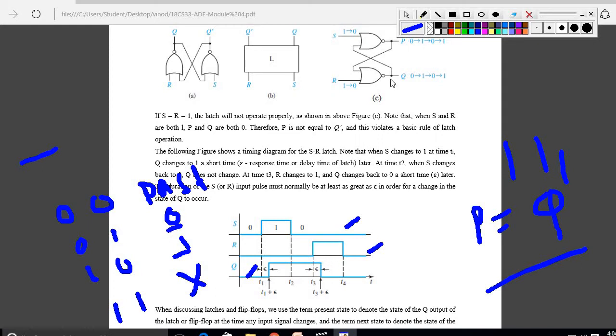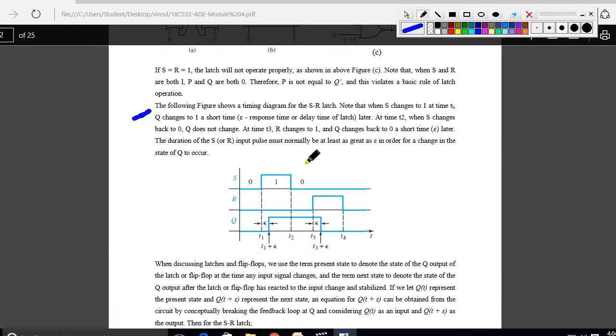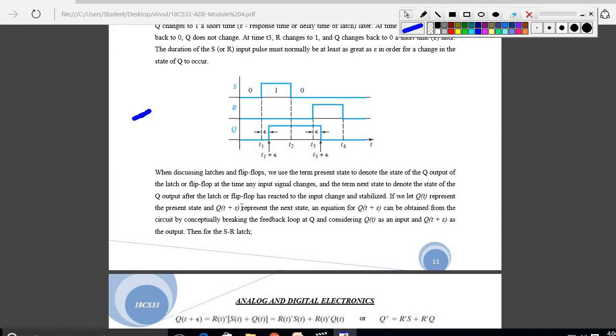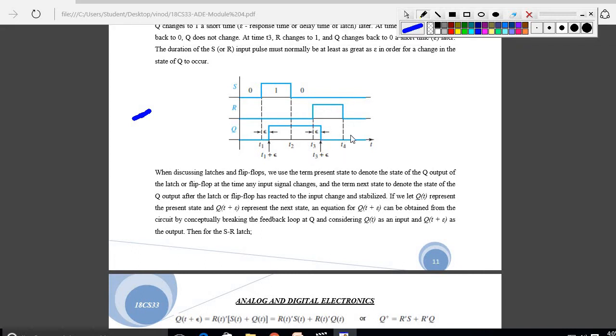So what does this epsilon value mean? See here, if we let Q represent the present state, then Q plus epsilon is the next state. That is exactly the difference.